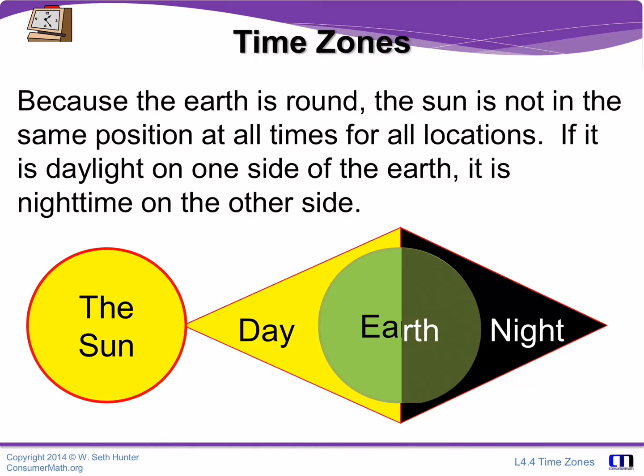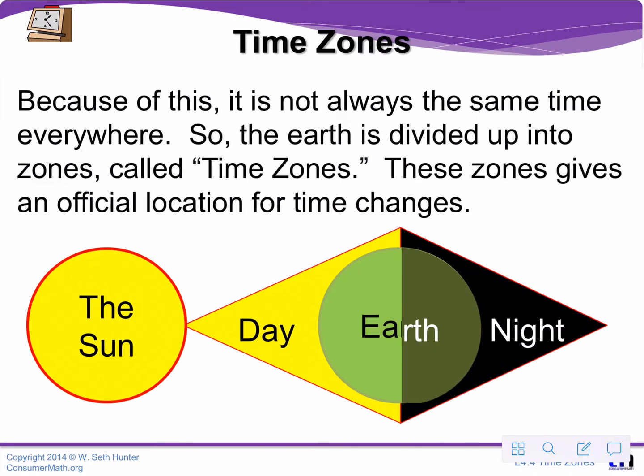Because the Earth is round, the sun is not in the same position at all times for all locations. If it is daylight on one side of the Earth, it is nighttime on the other side. Because of this, it's not always the same time everywhere. So the Earth is divided up into zones called time zones. These zones give an official location for time changes.